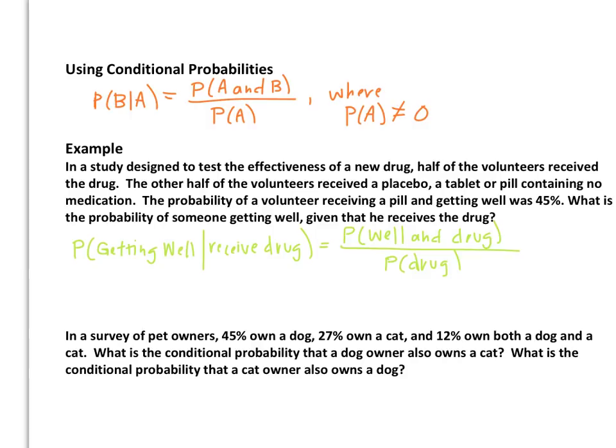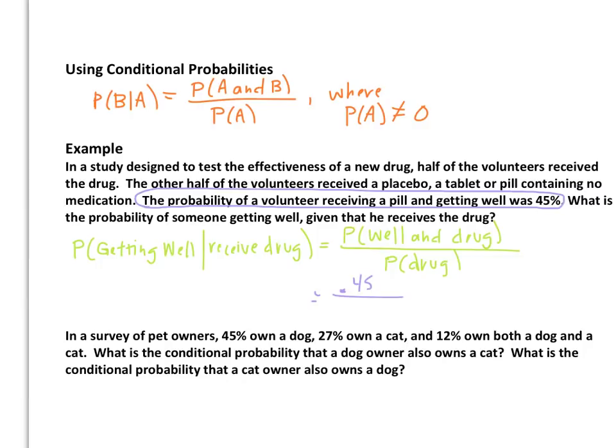Well, as we read through the information here, we see in this sentence, the probability of a volunteer receiving a pill and getting well was 45%. All right, so that's going to be the top of our fraction right there. So the probability of getting well and receiving a drug was 45%, or 0.45. All right, so that goes on the top right there. Okay, and that is all divided by then the given, the probability that they received the drug.